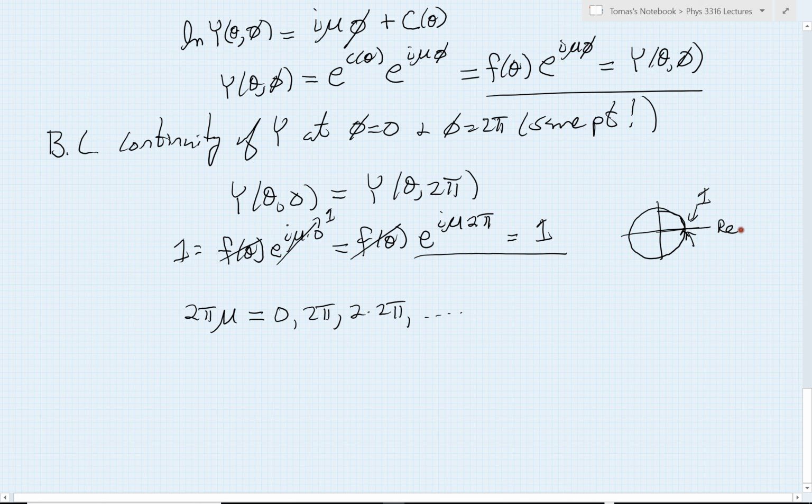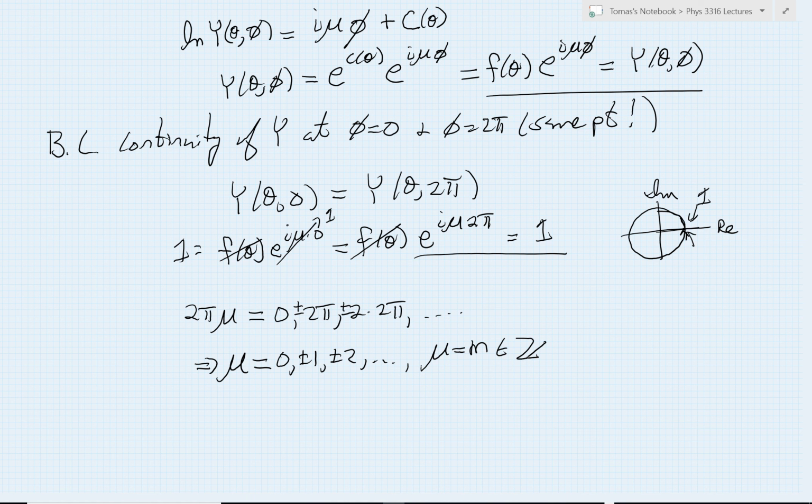So this is my unit circle, real and imaginary components. So in fact, these can be all plus or minuses. And we conclude, therefore, that mu must equal 0, plus or minus 1, plus or minus 2, etc., simply by dividing both sides by 2 pi, which is just another way of saying that mu has to equal some integer. So I will call that integer m, where m is a member of the integers. Beautiful. So we now have learned a number of important facts.